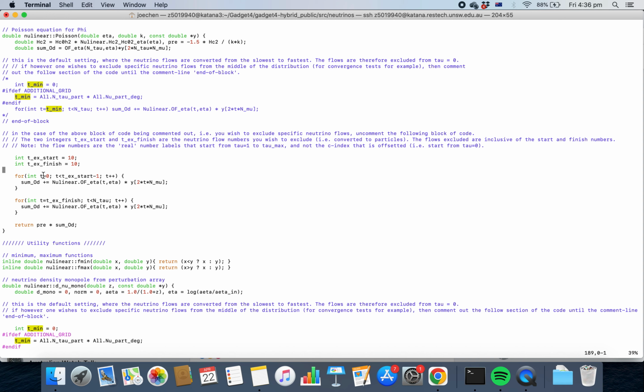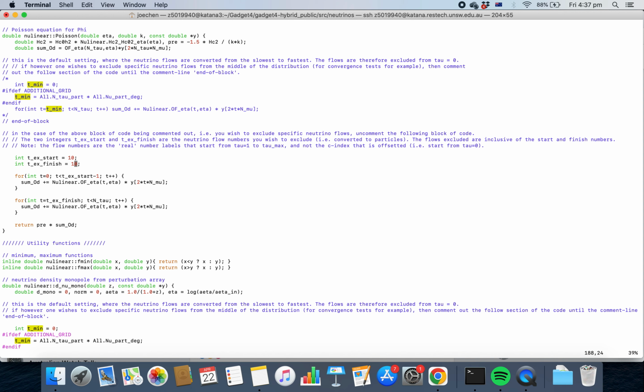So it would go from 0 to 8, then skip 9, and then go from 10 up to 19. So in this case, it will include in the Poisson equation all of the fluids from 1 to 9 and then 11 to 20, excluding fluid flow 10 specifically.